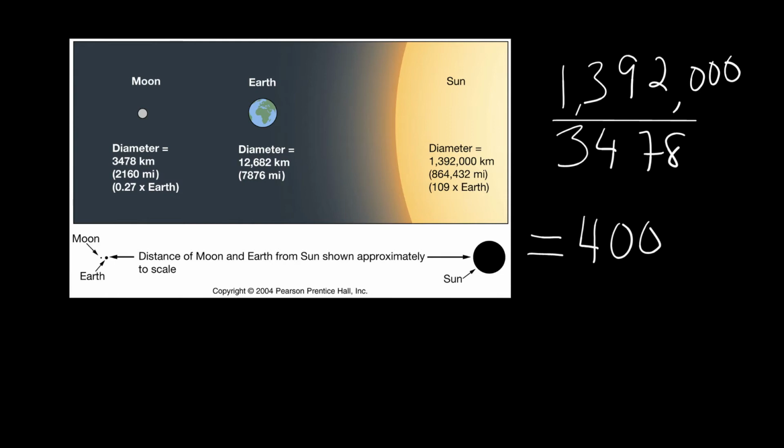So when we say 400, what we're saying is that the diameter of the sun is approximately 400 times the diameter of the moon. But we also have to take into account distance. So let's look at distance. Now let's see how distance plays into our equation.